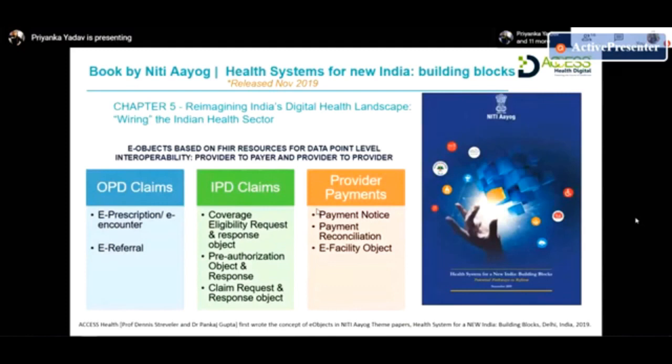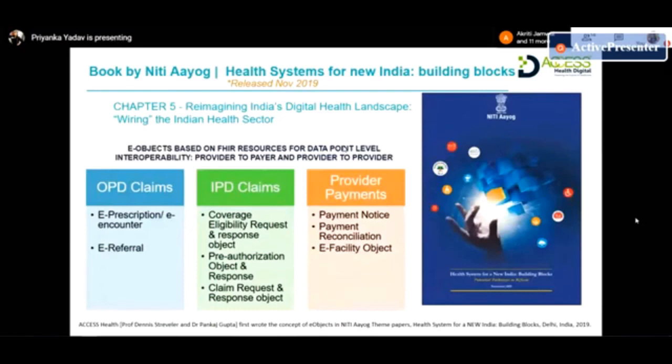And the objects that are considered and detailed out with processes for NHA right now include IPD claims, which is coverage eligibility request and response, pre-authorization object and response, and claim request and response. Similarly, provider payments after the claim settlement: I have paid you this much, without any explanation why I didn't pay you 20% of it. Everything will become digital because everything can be tracked then.